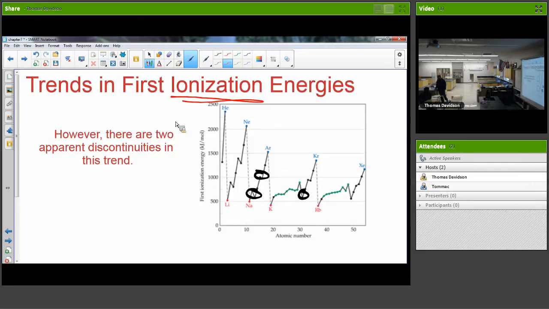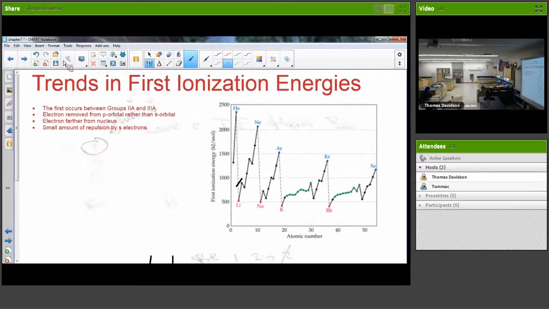All right. So if we remember what ionization energy is, energy required to remove an electron, these discontinuities or breaks in the pattern make perfect sense, I think. So the first one lies or occurs between groups 2 and 3. Ignore the A for right now. All right. In this, the electron is removed from a p orbital rather than the s orbital.